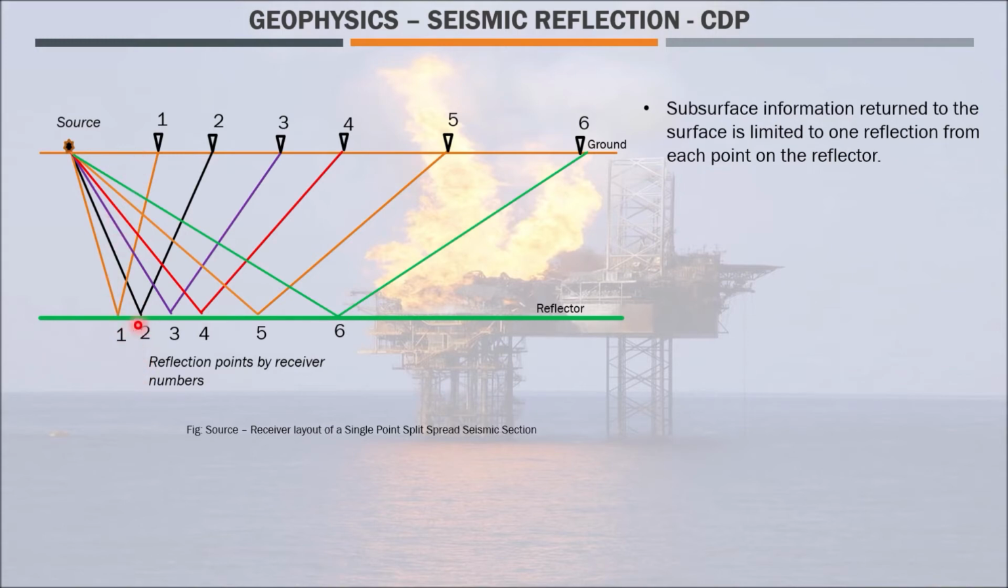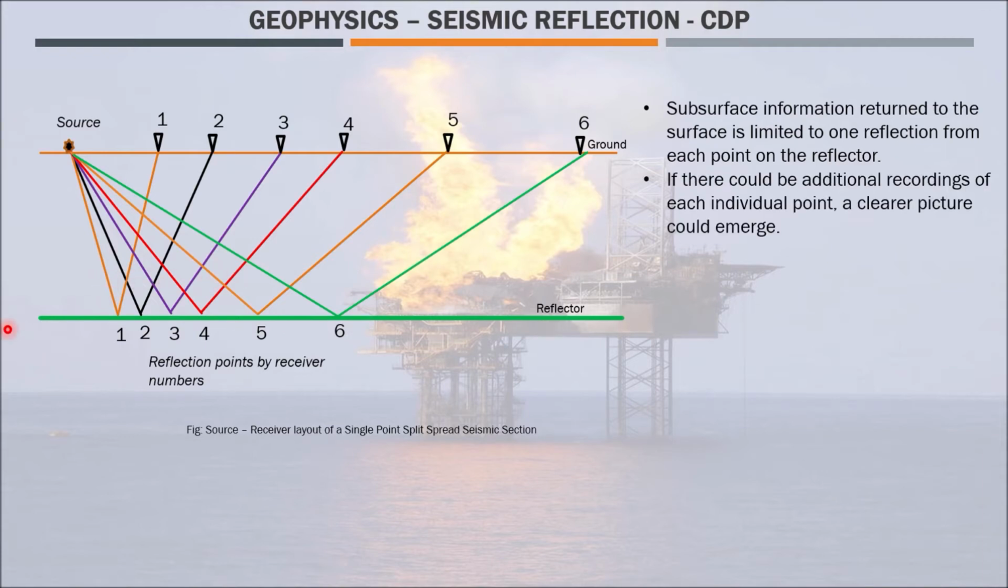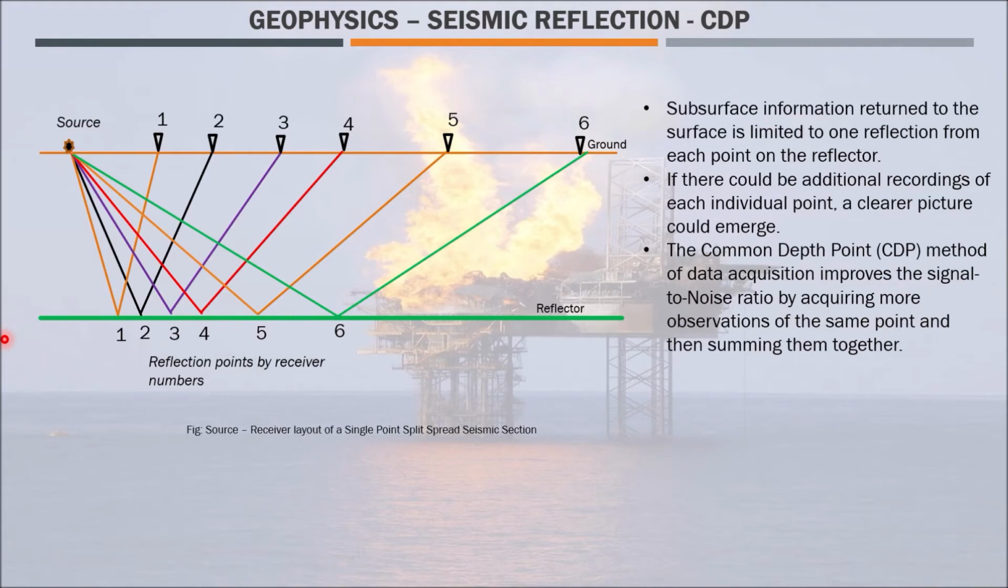From point 2 is the next reflection. From point 3 is the next one, and so on. Each reflection is marked in a different color. Obviously, if there could be additional recordings of each individual point, here, here, and here, a clearer picture could emerge. The common depth point method of data acquisition improves the signal-to-noise ratio by acquiring more observations of the same point and then adding them up together.